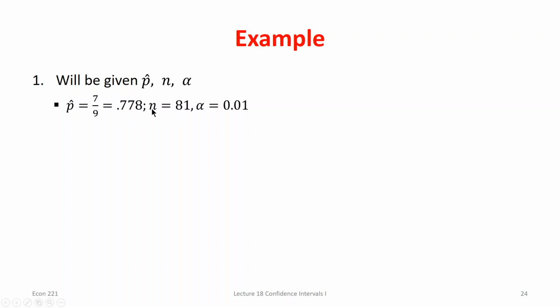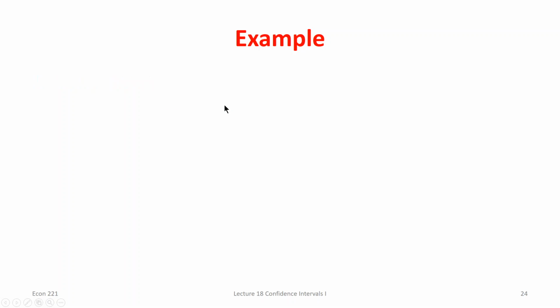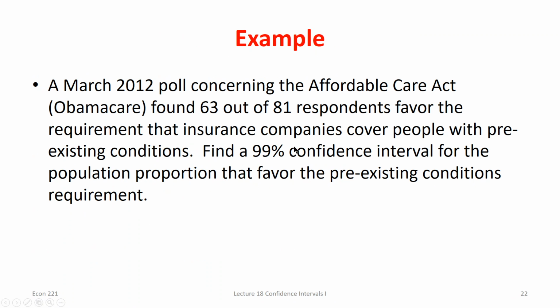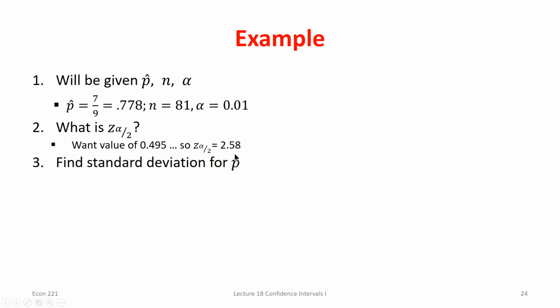Our sample size was 81 people we sampled, and if we wanted to do this at the 99% level, I don't think I actually, did I explicitly say that here? Oh yeah, 99%, so the area outside that interval, 1%, decimal form, 0.01. That's how we'll think about it.